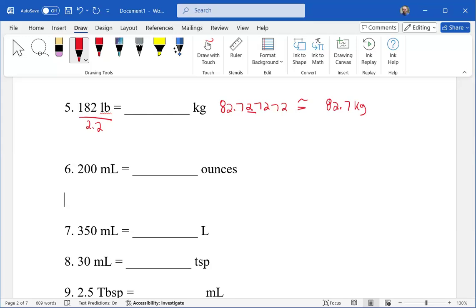Converting milliliters to ounces. So here we're going from the metric system, milliliters, to the American standard, ounces. This is helpful to use dimensional analysis, but again, you can do whatever you want as long as you are getting the same answers consistently. And the first question is, do we have a way to convert ounces to milliliters? And the answer is yes, because we know that 1 ounce is equal to 30 milliliters.